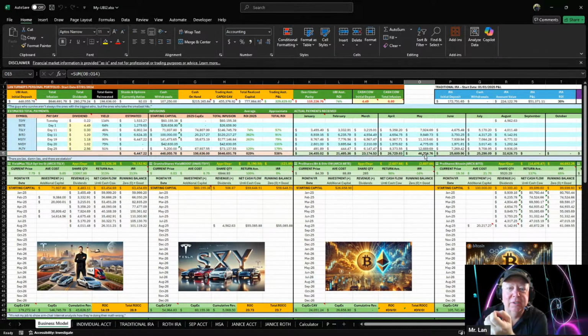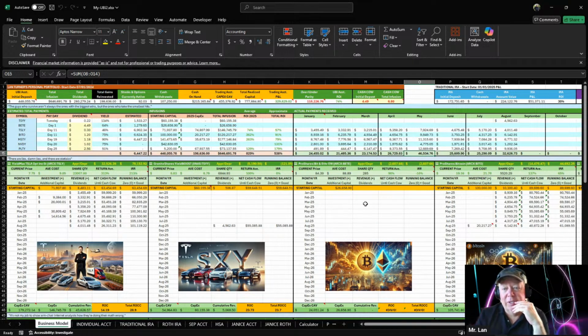I actually made closer to like, what was it? It was like $70,000 in May, and it only shows 46,000. So my numbers are all wrong because all my closed positions went away. That's one of the advantages of having an actual software program that does this for you instead of the spreadsheet. But I love the spreadsheet.